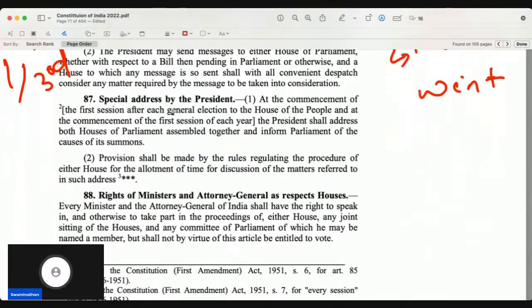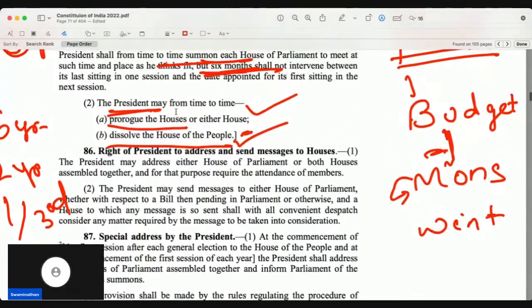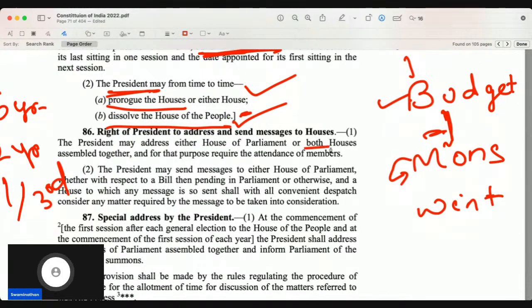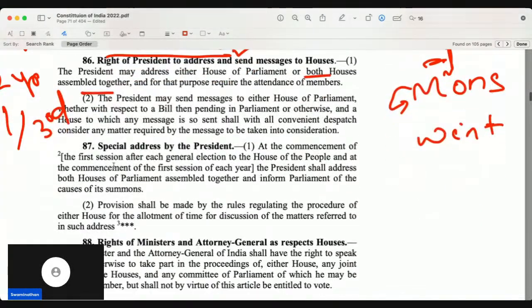Then there is a power of the President before the commencement of the first session of every year. I have told you that there are three sessions every year. The first is the budget session. So before the commencement of the budget session every year, and before the commencement of the first sitting of the Lok Sabha after the general election, 2024 will also have an election, the fresh Lok Sabha will be constituted, and before it meets for the first time, the President will make an address. When does the President make an address? To both the houses assembled together. When can he make the address? Before the first session every year, and after a fresh election has been held and the Lok Sabha constituted. So before the first sitting of the Lok Sabha, the President makes the address to both the houses of the Parliament, right?